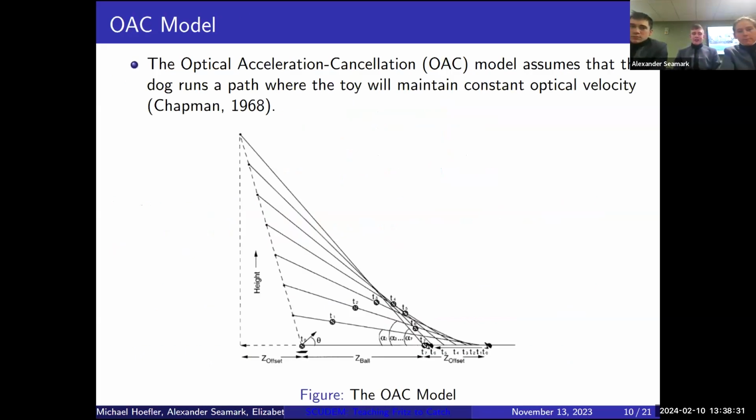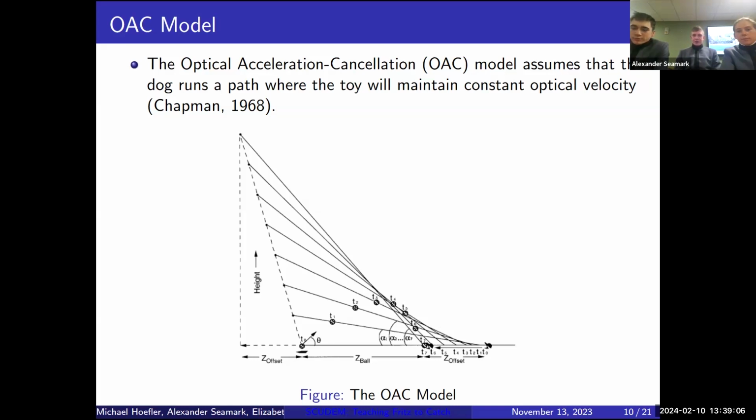All right, so we weren't very happy with the last model because it relied on a lot of assumptions. We weren't quite sure where to start, but we ended up looking at the American Journal of Physics, trying to see if anyone had done something similar to this problem. While looking through the journal, we ran into a model made by Chapman in 1968 called the optical acceleration cancellation model. It deals with baseballs, but we're going to talk about it as for Fritz in the case of a dog.